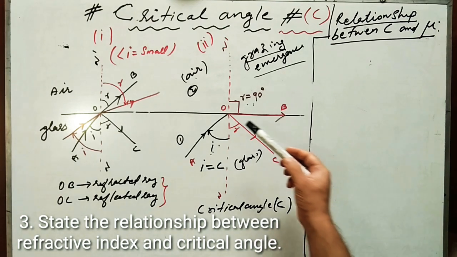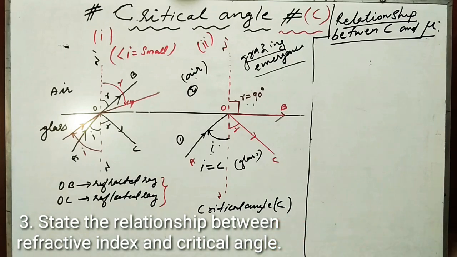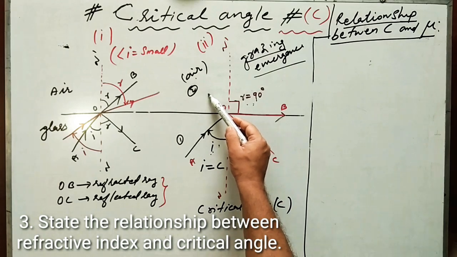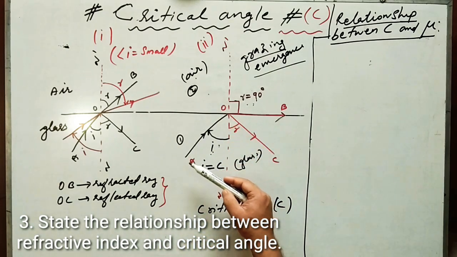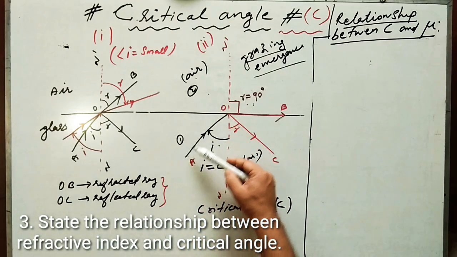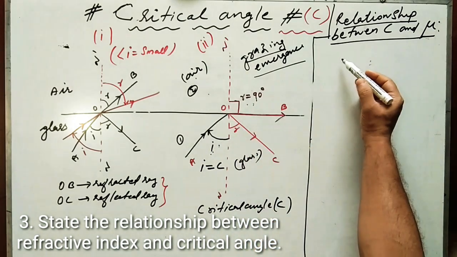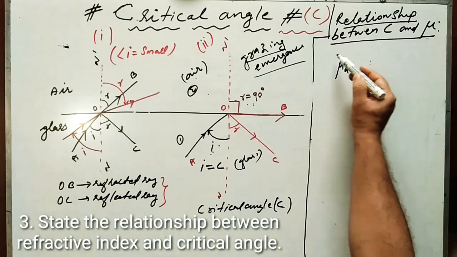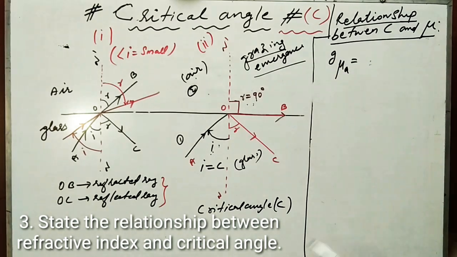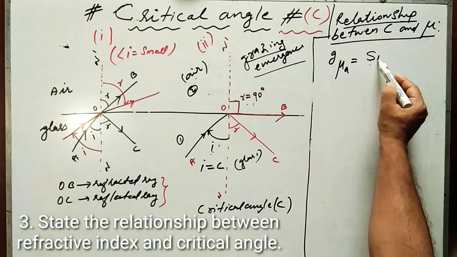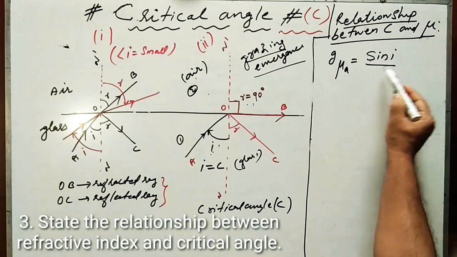Just apply Snell's law in this case and see. Let us see what is the result of applying Snell's law here. So according to Snell's law, the refractive index of medium 2 with respect to 1. So remember that the refraction is taking place from glass to air. So the refractive index of the second medium, the refractive index of air with respect to glass, is equal to sine of angle of incidence in the first medium. So what is the sine of angle of incidence? Sine i by sine r.